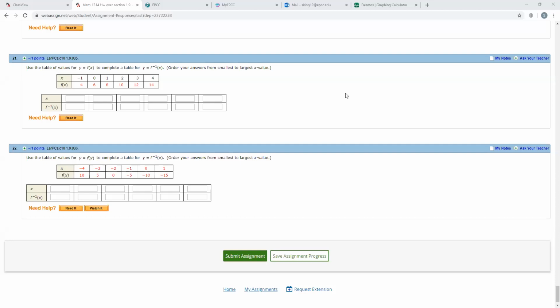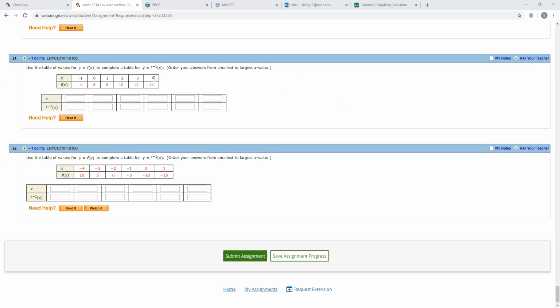And so let's begin. I'm going to start from your WebAssign homework assignment. And at the bottom are two problems. I think it's a nice place to begin. So let's do that. So number 21, it says to use the tables.